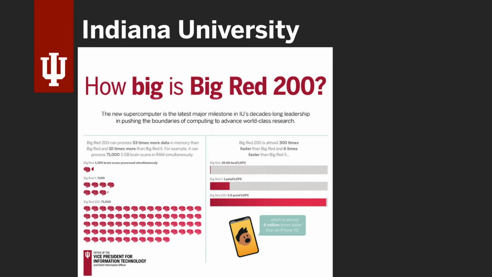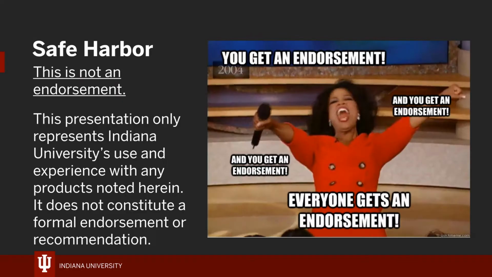But you can see by all the brains there on the left that the graphics folks decided that they have a whole lot more brains, petaflop capabilities with Big Red 200. But it is just a sort of interesting data point as well.